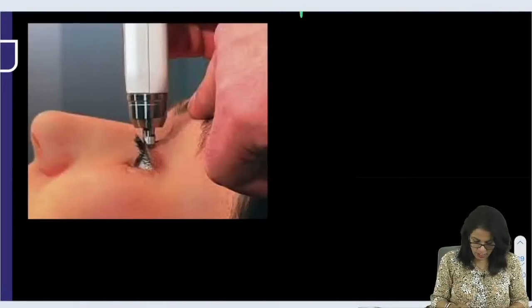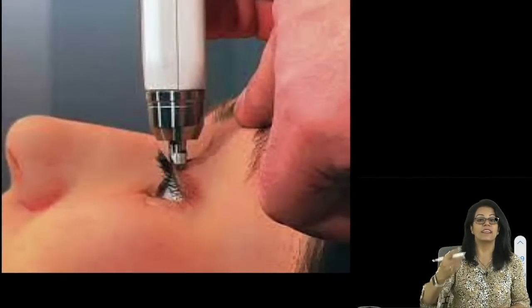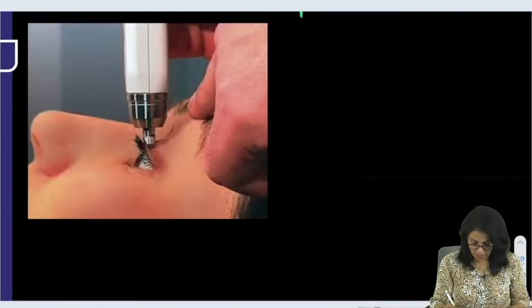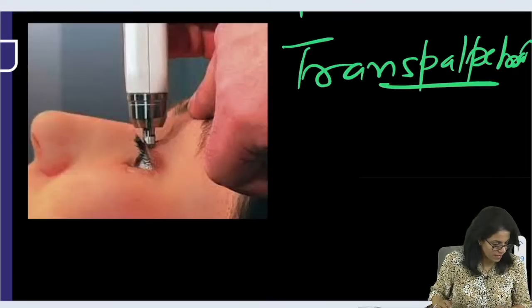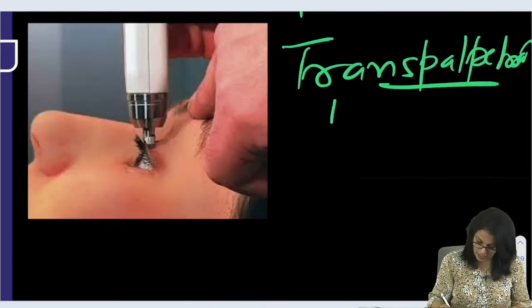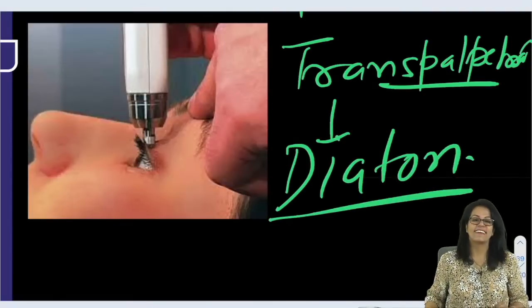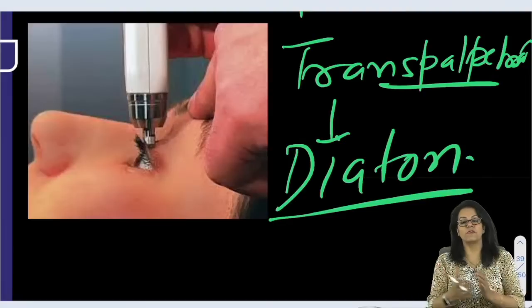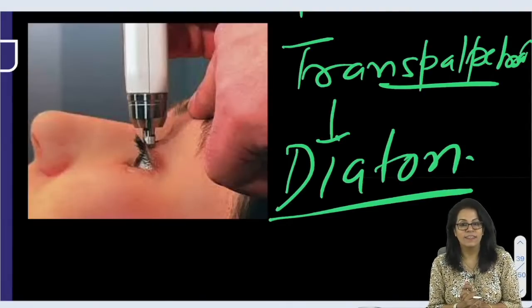Okay. Then what are you now looking at? Dhyan se dekho. This time I am going through the lids. I am not going directly on the cornea. So this is transpalpebral tonometer. Hai na? So transpalpebral tonometer, this one is Diaton. Iska kya naam hai? Diaton. Theek hai? Suppose the patient is a patient of keratoprosthesis. So go for this one. Got it?